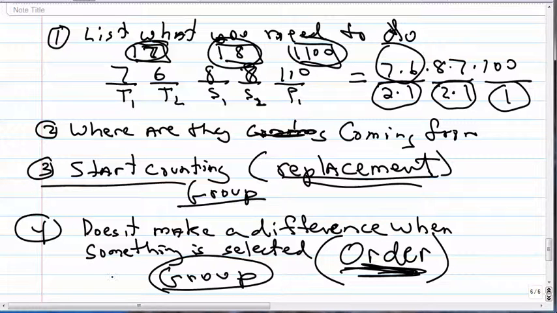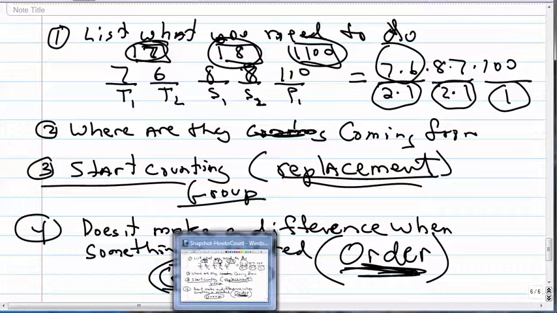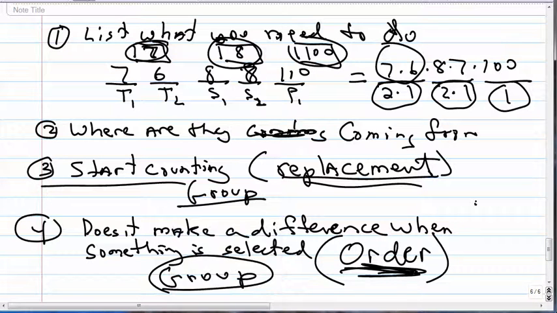So here are the 4 steps in my counting process. List what we need to do. Where are they coming from? Start counting. Does it make a difference when something's selected? Order. Okay? And well, step 3, we asked the question about, can something be picked twice? All right, so I'm going to end this video here. What you can do next is I'm going to have the second video, part 2, where we're going to walk through the problems. But this is the way I am going to count. It is usually quite different than what you will read in most books, okay?